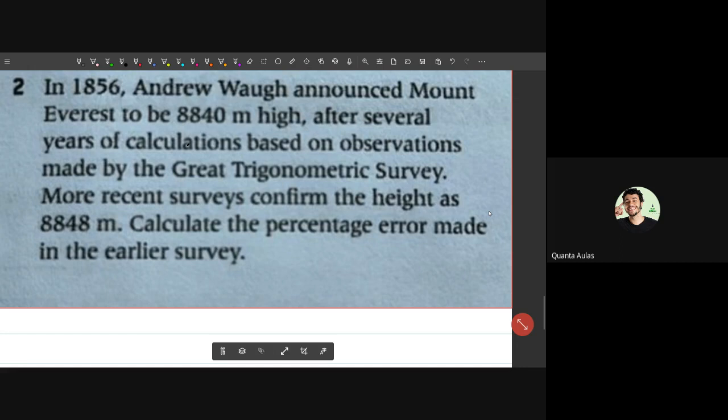Okay. Did you do that? Yes. Amazing. What was the error? 0.0904%. It's a real small error too, because it's in the fourth house.